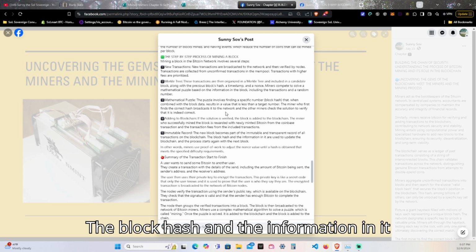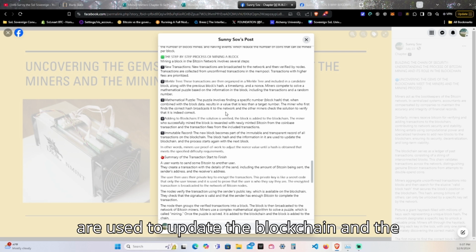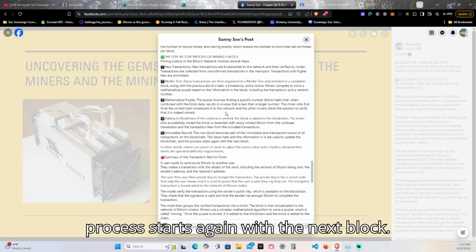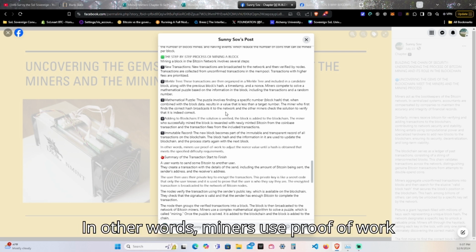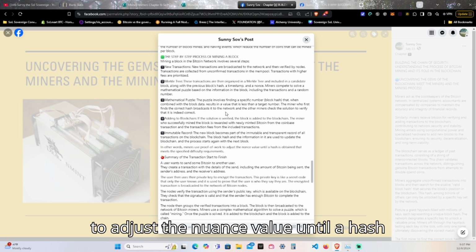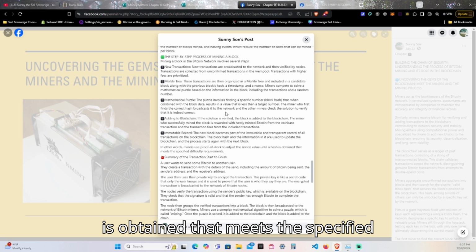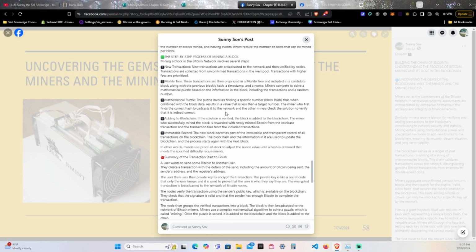The block hash and the information in it are used to update the blockchain, and the process starts again with the next block. In other words, miners use proof of work to adjust the nonce value until a hash is obtained that meets the specified difficulty adjustments.